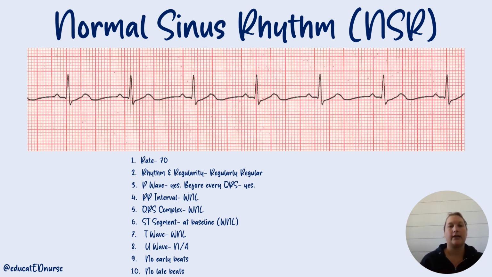The P wave: there should be a P wave before every QRS. The PR interval, the P wave, and the QRS complex should be within normal ranges for their measurements. And the ST segment should be at baseline. There should be no elevation and no ischemia. You will see a T wave. You probably won't see a U wave unless the patient has low potassium. And there should be no early beats and no late beats.